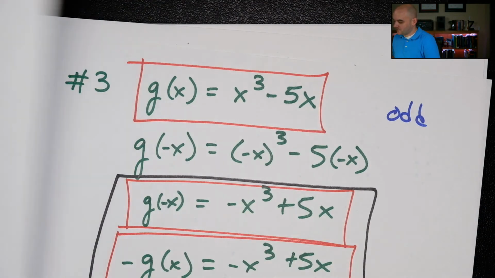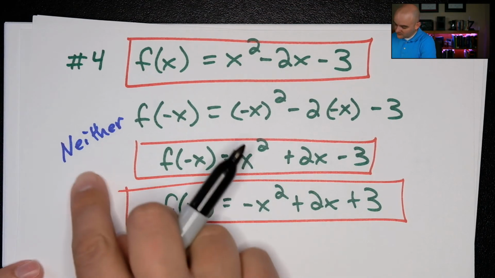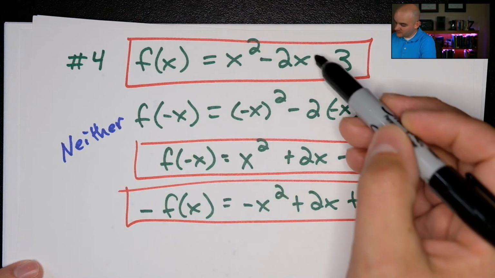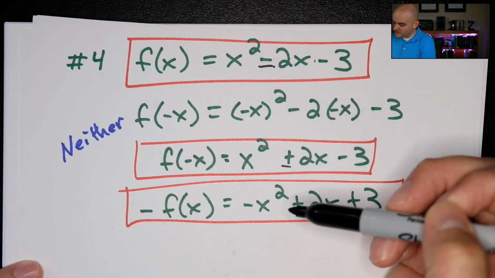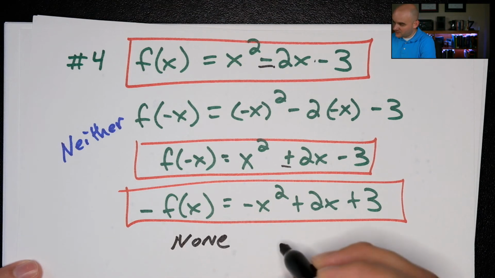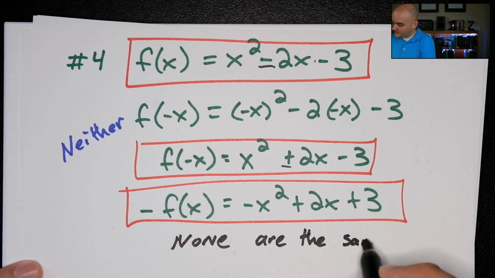Okay, let's keep it going. Number 4. Number 4, we said it was neither. Well, these two aren't the same. Let's look at these two. These aren't the same because of the plus here and the minus up there. None of them are the same. So none are the same, and we got neither there. All right, I'm going to put this in the neither pile, see if the neithers have that pattern there.